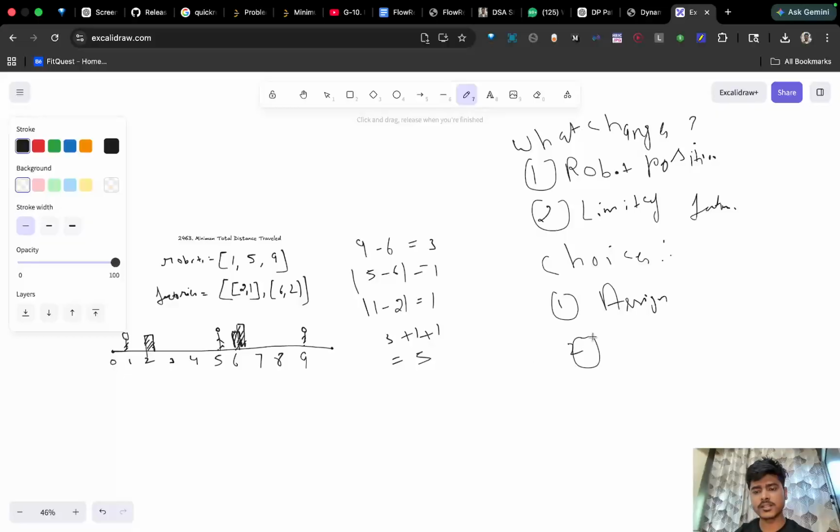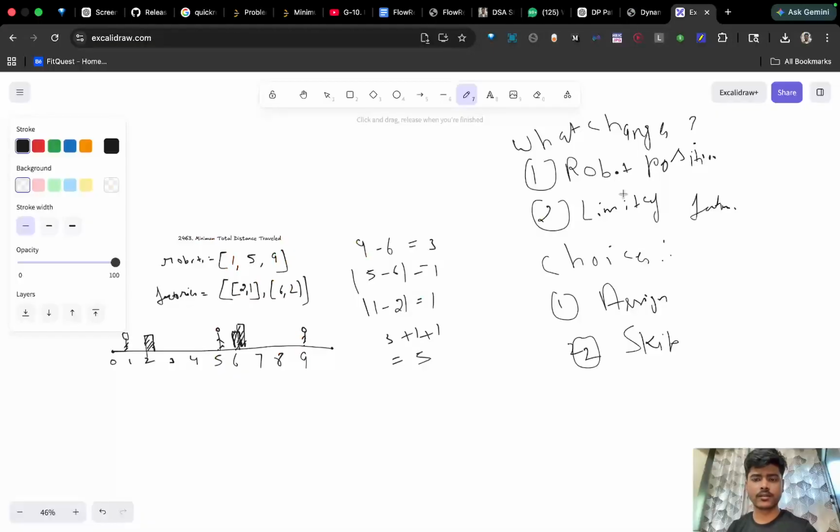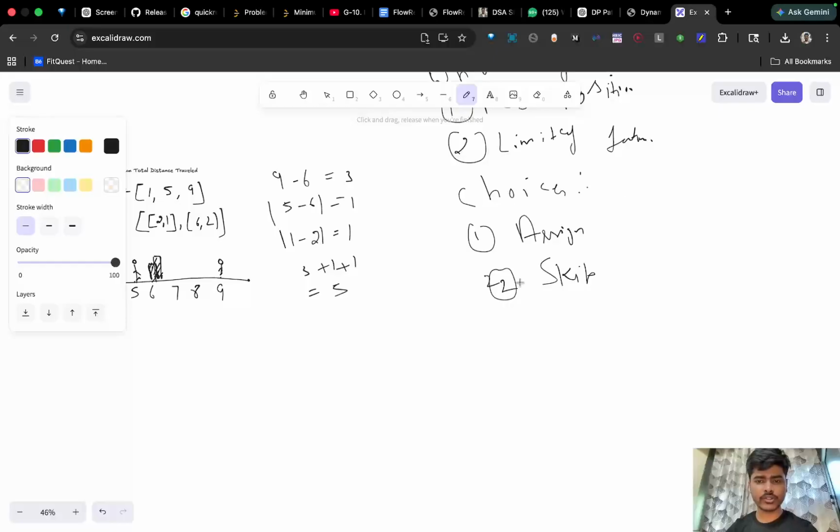And the second choice is skip, that I do not want to assign the current robot to the current factory. In that case, I'll be borrowing my answer from a future state, and we will see how we are going to do that. The next question, what is being asked? That's right. What is the question asking of us?